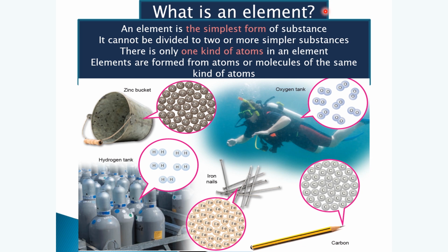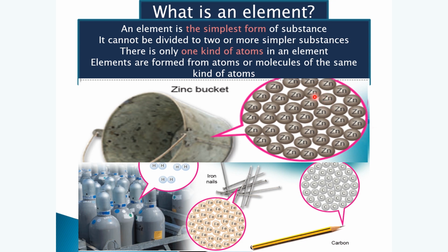Next, let's learn about elements. What is an element? An element is a pure substance that cannot be broken down into any simpler substance by any physical or chemical method. Zinc, hydrogen, oxygen, iron, and carbon are examples of elements.